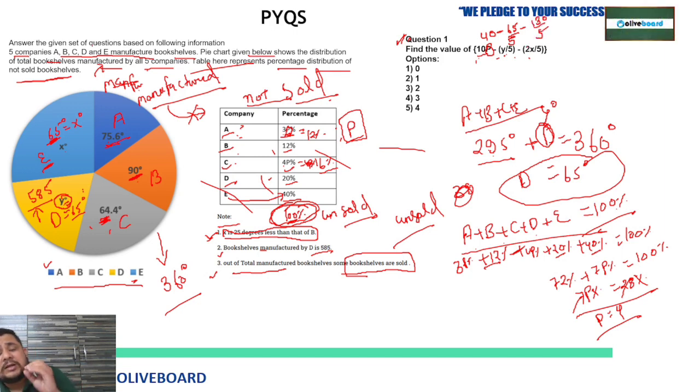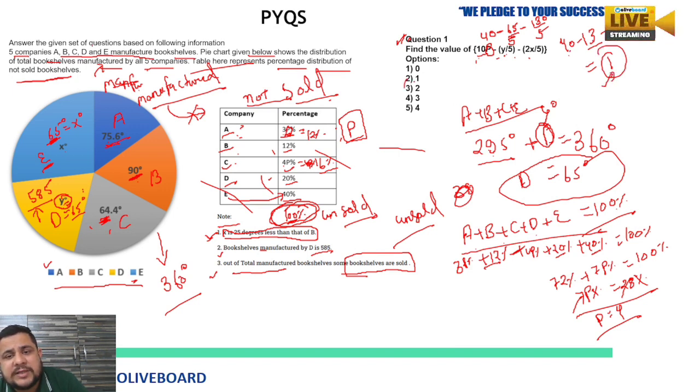Whenever you are dividing a number by 5, just multiply that number by 2 and divide it by 10. So 65 multiplied by 2 is 130, upon 10 means 13. Then 130 multiplied by 2 is 260, upon 10 means 26. So 40 minus 13 minus 26, what will you get? 1, because 13 and 26 make 39. 40 minus 39 means 1 is the answer, option 2.